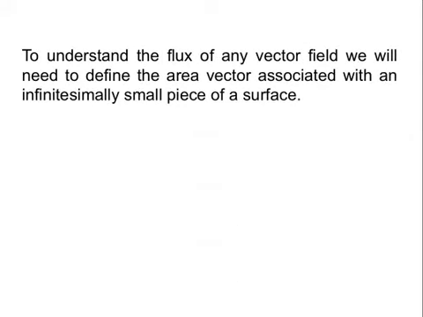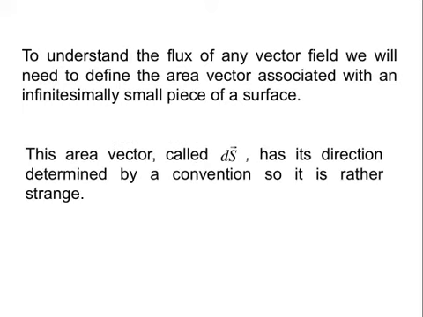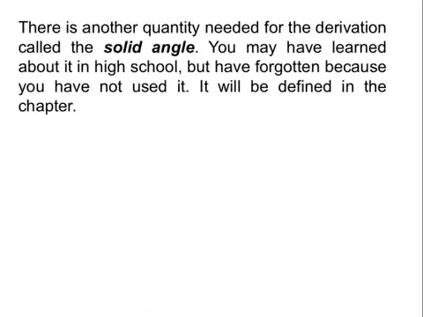To understand the flux of any vector field, we will need to define the area vector associated with an infinitesimally small piece of a surface. This area vector, called ds, has its direction determined by a convention, so it is rather strange. Strange, but useful. There is another quantity needed for the derivation called the solid angle. You may have learned about it in high school, but have forgotten because you have not used it. It will be defined in the chapter.